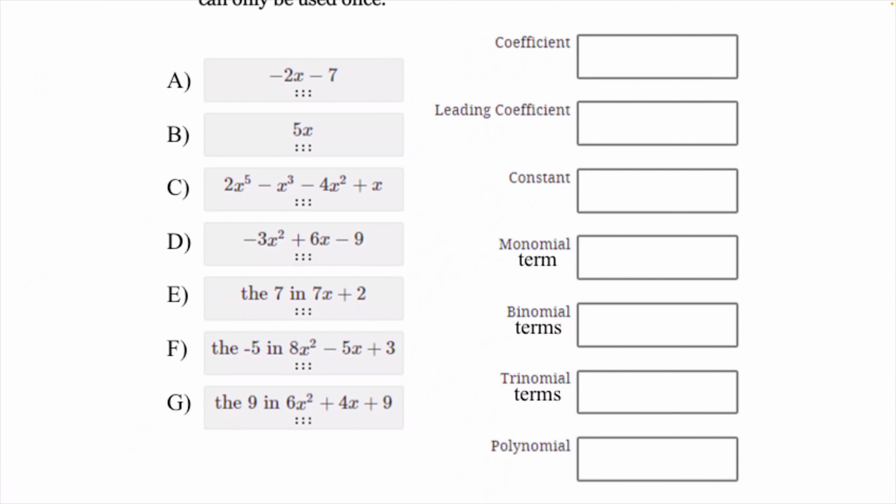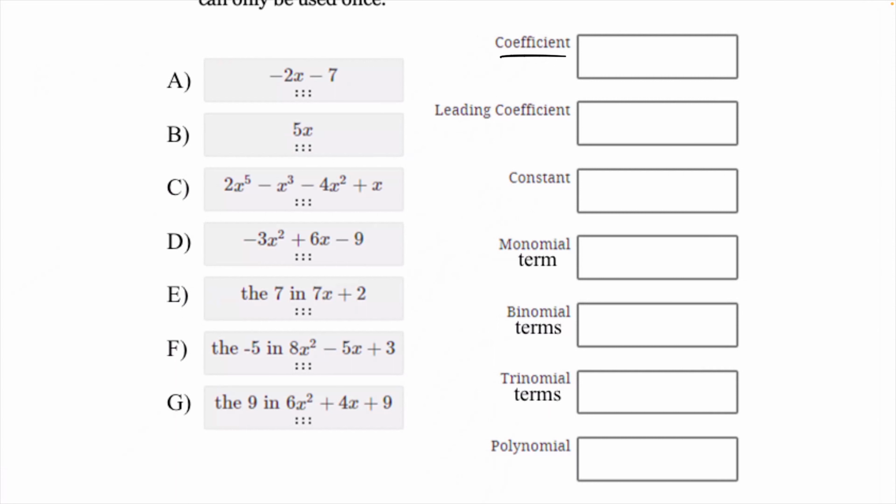Which letter is a coefficient? Which ones are coefficients? So not A, because A definitely has a coefficient, -2, but is there one that says it in the box? D. Yeah, look at D. D is a trinomial, and it definitely has coefficients, but it doesn't say which one. Look at E. The 7, only the 7 in 7x plus 2. So that would be a coefficient.